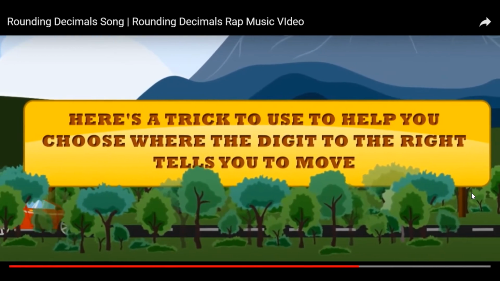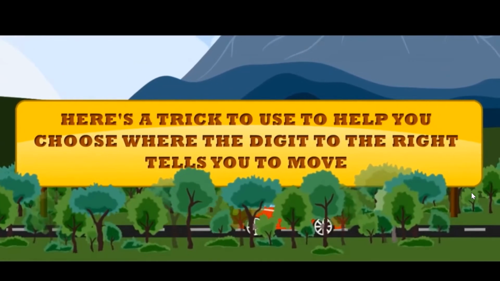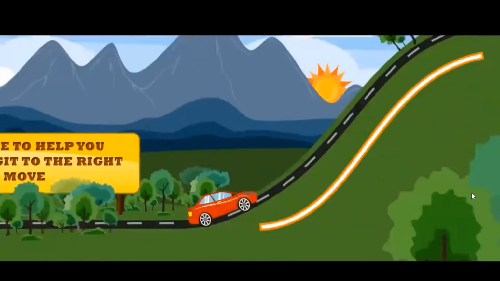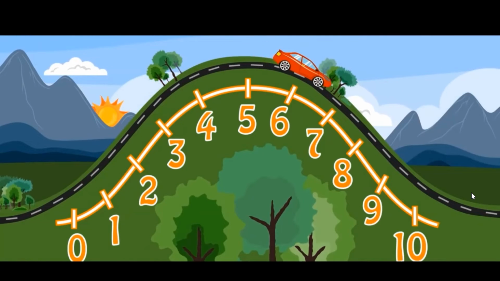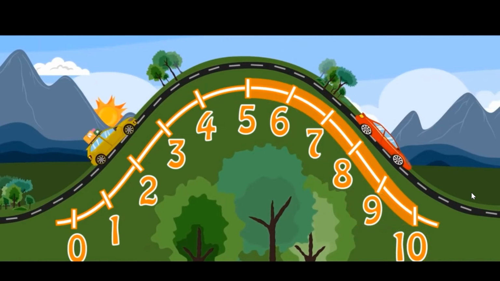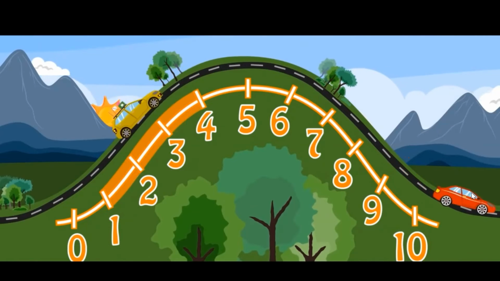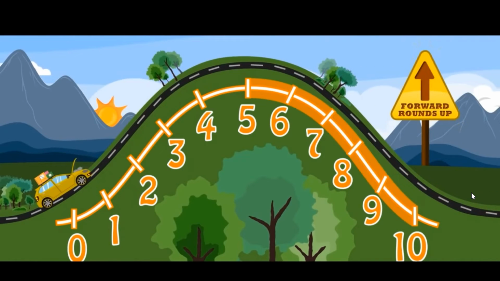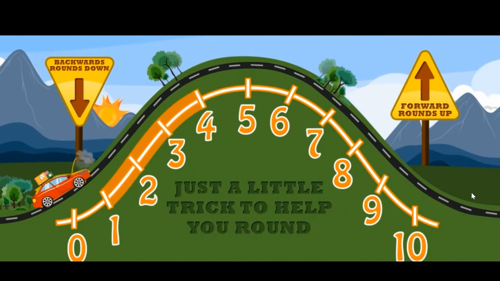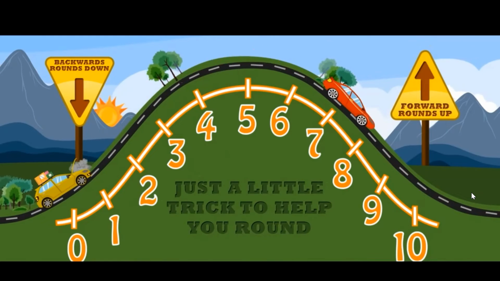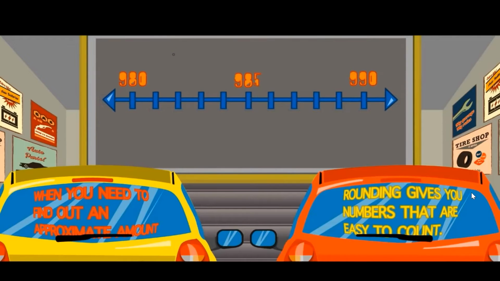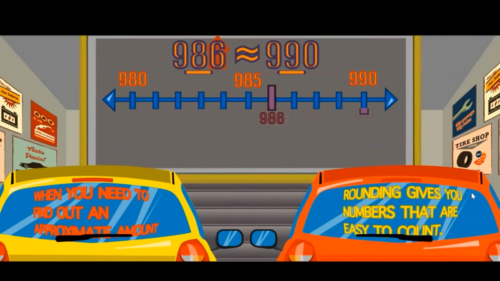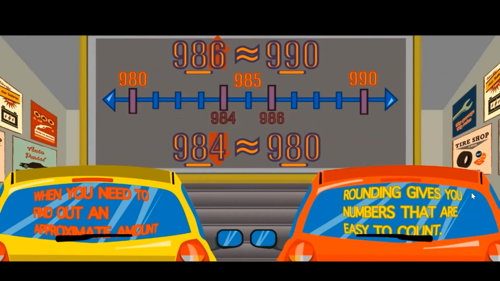Here's a trick to use to help you choose where the digit to the right tells you to move. Draw 0 to 10 on a hill with 5 on top. A car drives until it comes to a stop. If it's 5 or more, it moves forwards. If it's 1 through 4, it moves backwards. Forward rounds up, backward rounds down. Just a little trick to help you round. When you need to find out an approximate amount, rounding gives you numbers that are easy to count.